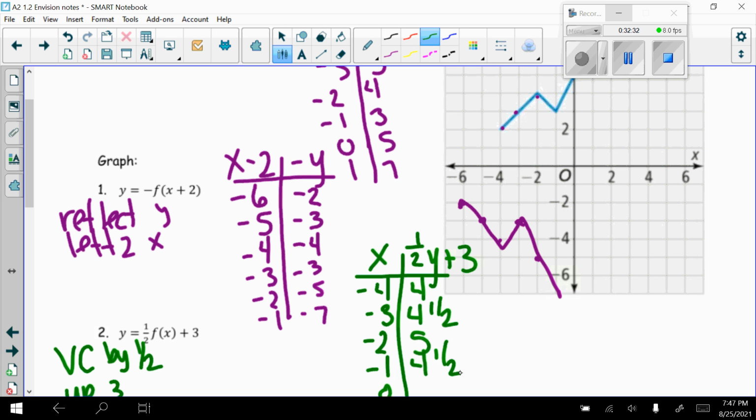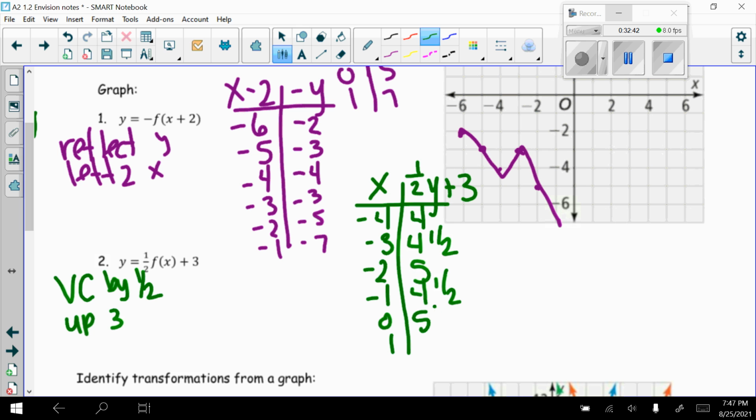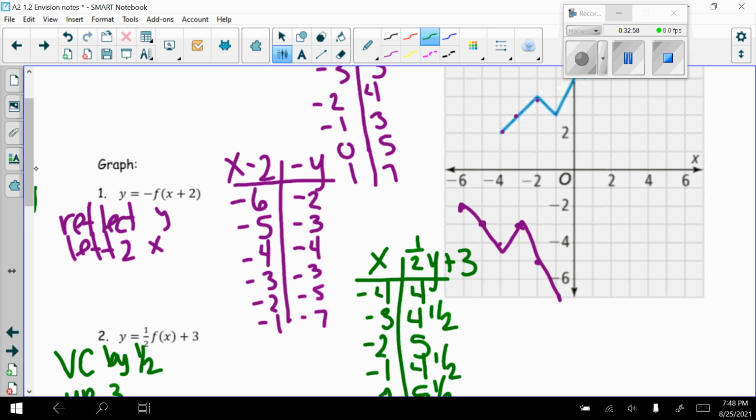5 times 1/2 is 2.5. 2.5 plus 3 is 5.5. 7 times 1/2 is 7 halves, or 3.5. 3.5 plus 3, 6.5. These are the points we're going to graph now.